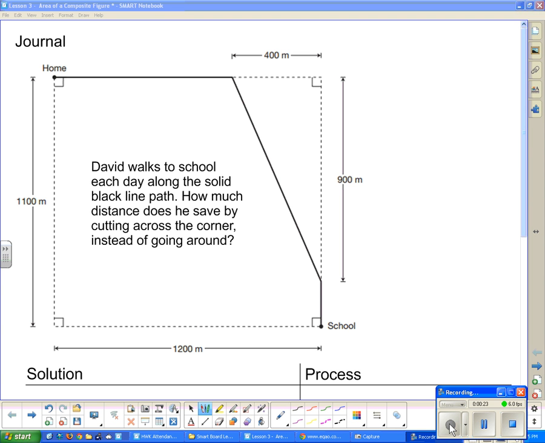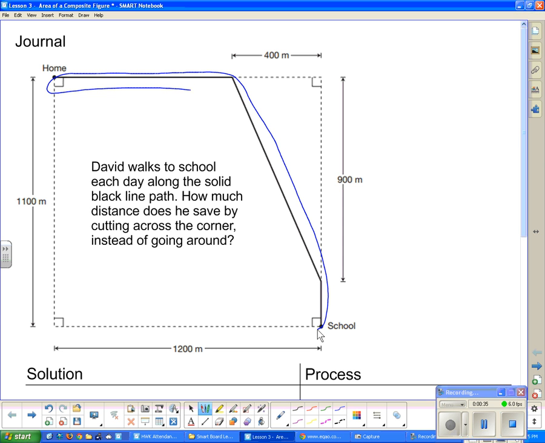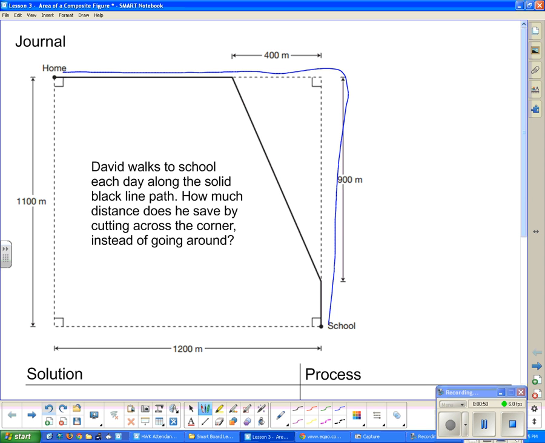So let's take a look at this journal entry. This says that David walks to school each day along the solid black line path. So the solid black line path is this one here. So that's David's walk to school. How much distance does he save by cutting across the corner instead of going all the way around? Okay, so that's your mission.